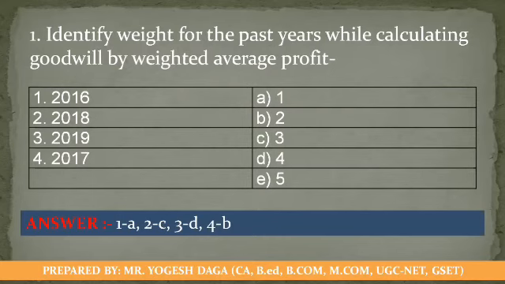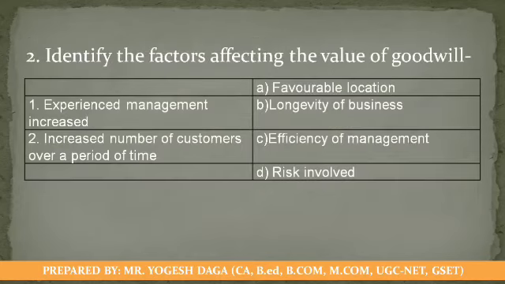Now moving towards the next question, which is there on the screen. Identify the factors affecting the value of goodwill. On one side something is given, and on the other side the factors are given. We are required to identify the factor which affects the goodwill. Experienced management, increased what? And second, increased number of customers over a period. On the other side, the 4 options are given: A, favorable location; B, longevity of the business; C, efficiency of the management; and D, risk involved. You are required to choose the correct option.